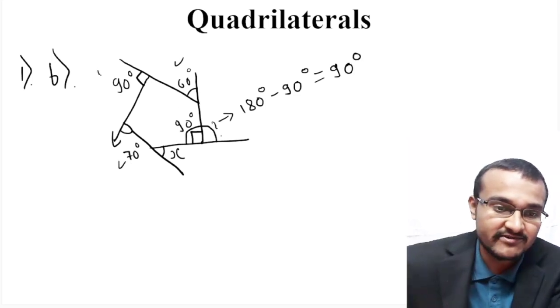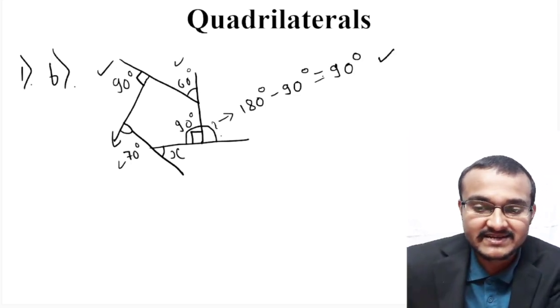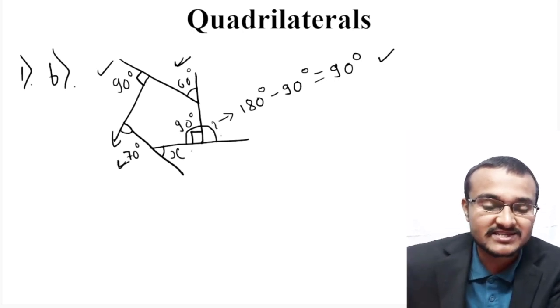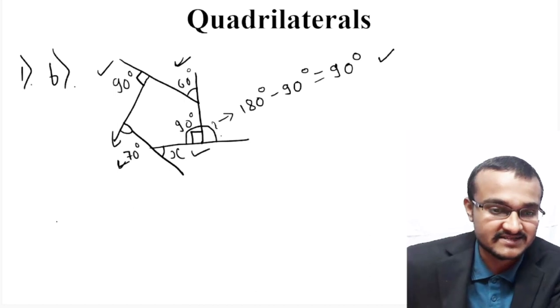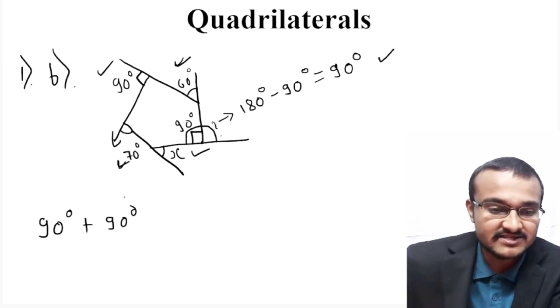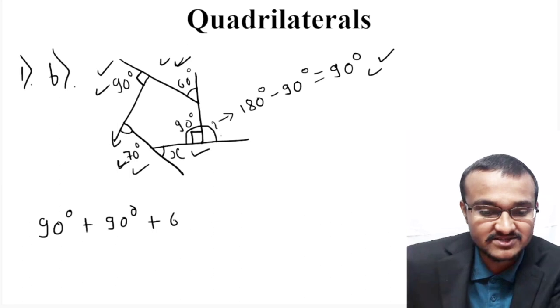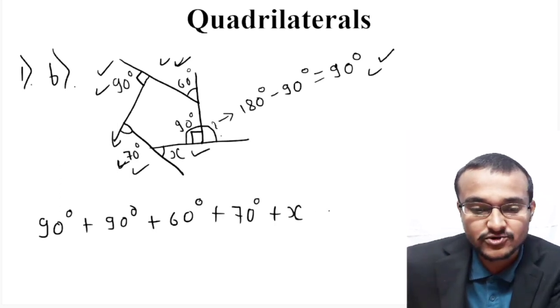So that is 90 degrees. Now you have one exterior angle as 90 degrees, the other as 90 degrees, the other is 60 degrees, and the other is 70 degrees. Now you can easily find the fifth exterior angle, that is X. So here 90 degrees, 90 degrees, which are these two exterior angles, and we have 60 degrees and 70 degrees as the third and fourth exterior angles. And the fifth exterior angle we don't know, that is X.